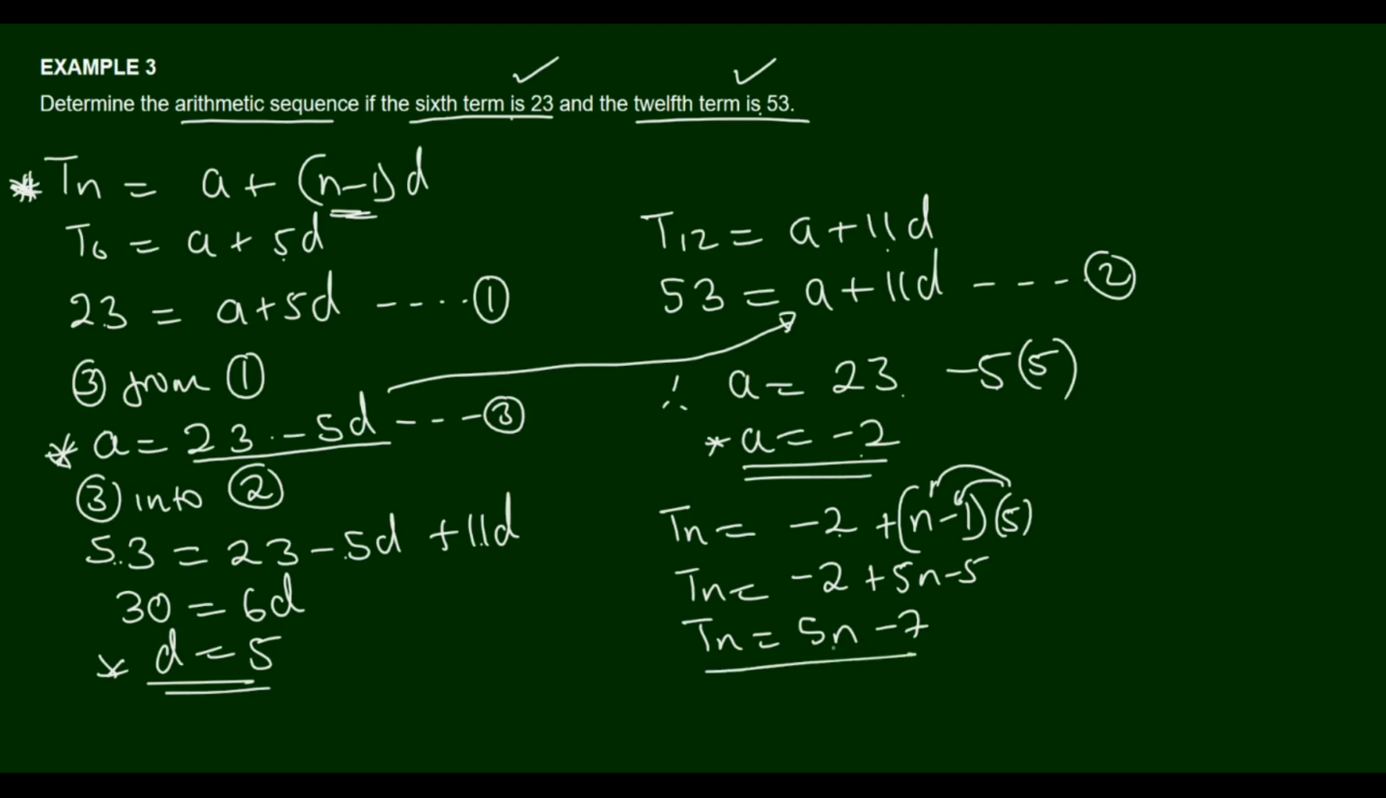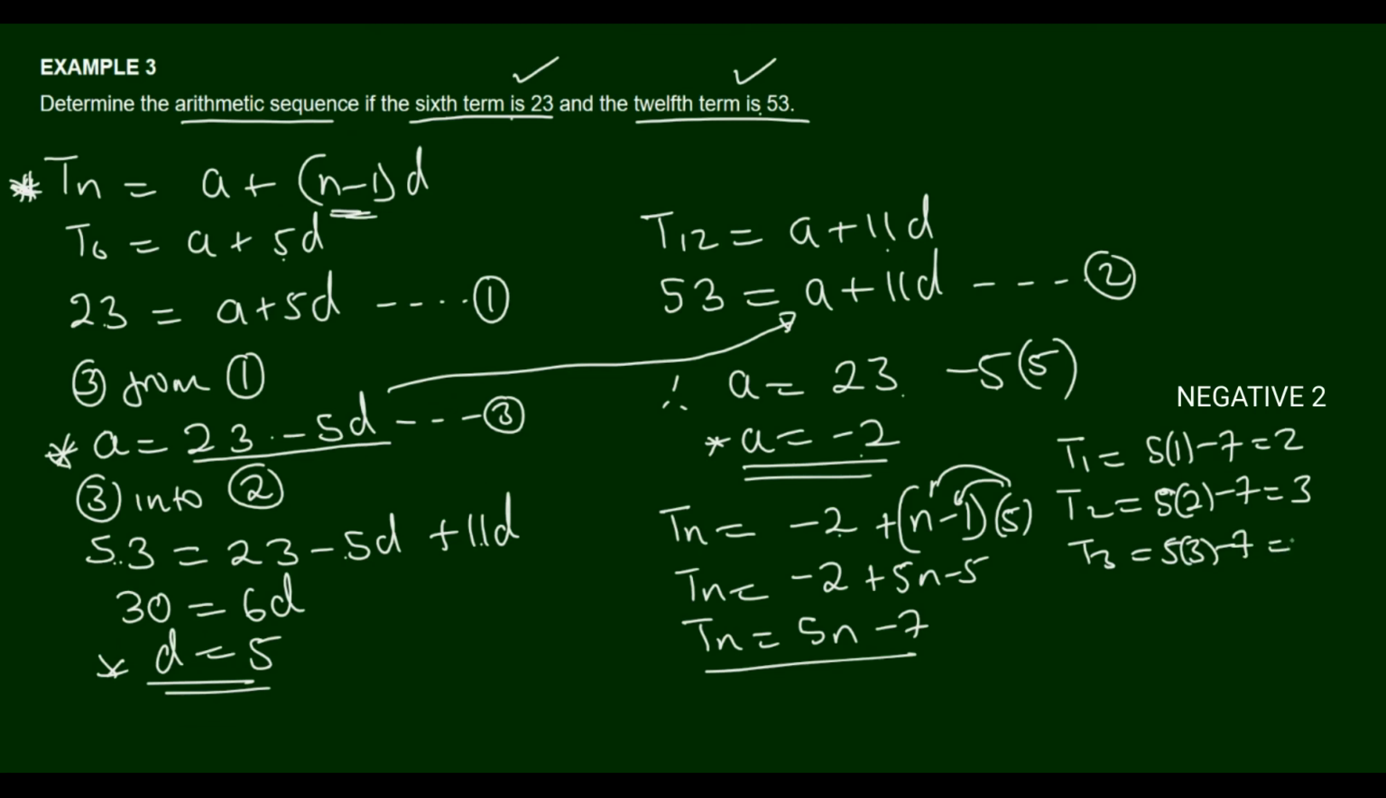Right. And then from this, we can find our T1, T2, T3 like that. Therefore, T1 is equal to 5 times 1 minus 7, which is equal to negative 2. T2 is equal to 5 times 2 minus 7, which is equal to 3. Then T3 is equal to 5 times 3 minus 7, which is equal to 8. So the sequence is negative 2, 3, 8. It goes on like that.